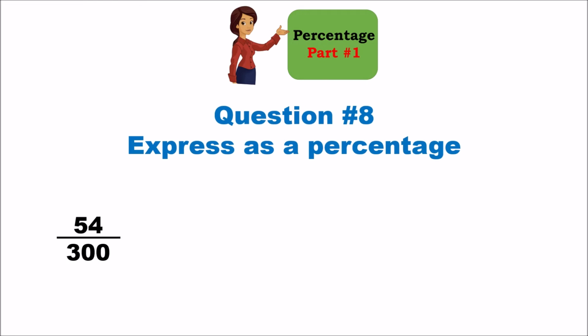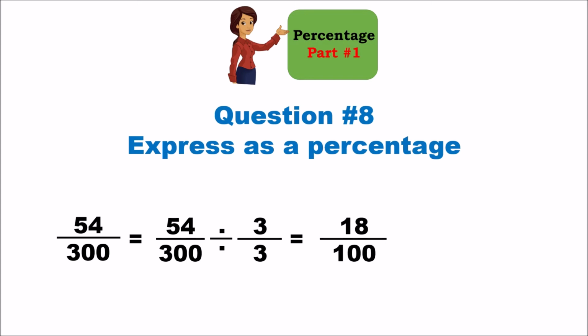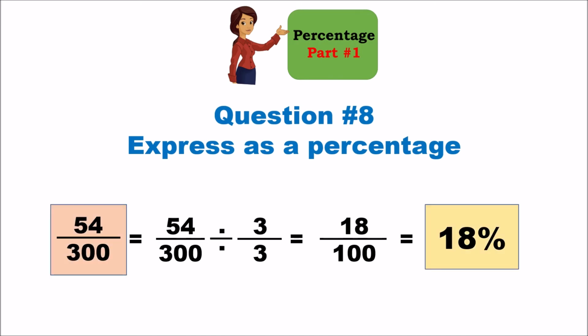54 divided by 300. Here again, the denominator is more than 100, so we need to reduce that to 100. And the way we do that is we divide. Whatever number we divide the denominator by, we have to divide the numerator by the same number to ensure the value does not change. So we'll divide the numerator and the denominator by 3. 54 divided by 3 gives you 18, and 300 divided by 3 gives you 100. So you've got 18 out of 100. So now it's out of 100. So that is 18%. So we can say 54 divided by 300 in terms of fraction is 18% in terms of percentage.